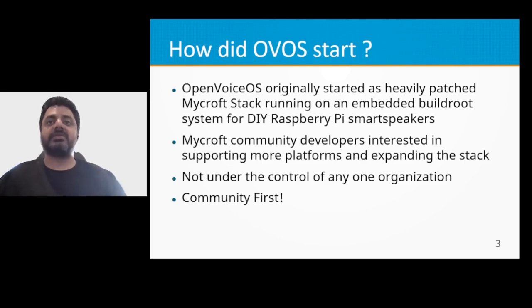Mycroft community developers got interested in supporting more platforms, architectures, and environments that Mycroft AI as a company was not in support of. Some of the top community contributors to the Mycroft project figured it would be best to soft fork Mycroft and build a new ecosystem around it, which would not be under direct control of any organization and would be a community-first project. Now, let's look into the internals of OpenVoiceOS and how this ecosystem functions.